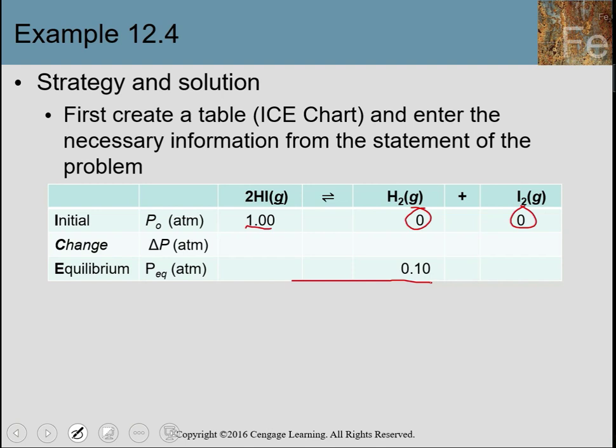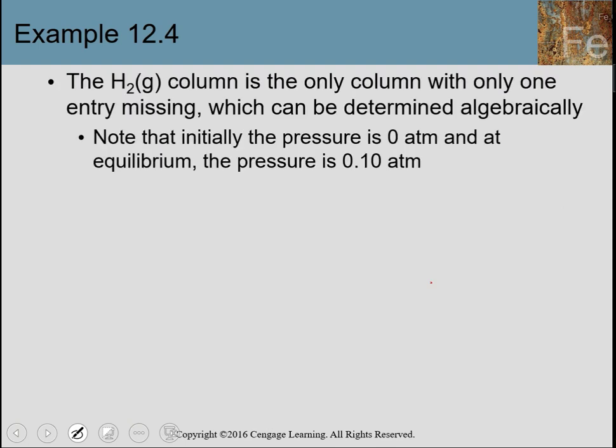A way we can collect our thoughts is to take our ICE chart and start looking at the different changes that take place and try to put the pieces together. Since we know that the initial pressure was 0 and it ended up at 0.1, that's the change. The change in pressure of the hydrogen gas was a positive 0.1. And the thing you'll hear me say time and time again is I plus C equals E. I, the initial conditions, plus C, the change, is equal to E, the equilibrium conditions. I plus C equals E.